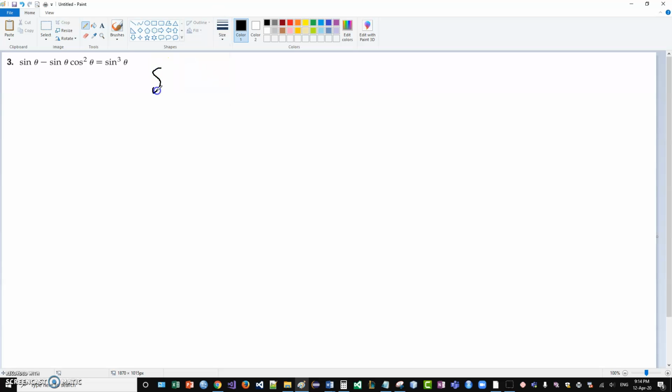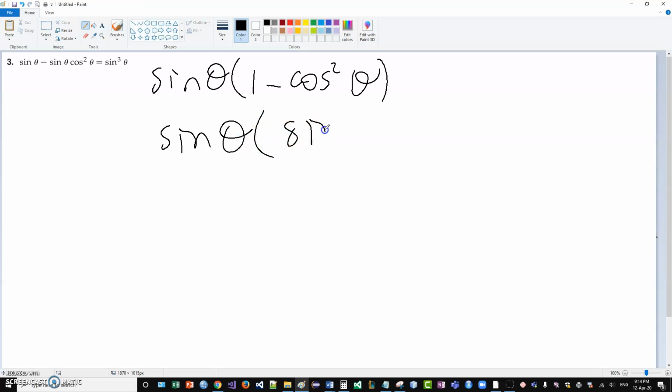Let's start by taking sine as a common factor, so sine theta times 1 minus cosine squared theta. 1 minus cosine squared theta is sine squared theta. So sine times sine squared is sine cubed theta, which is what we have here. So this was a very straightforward exercise. Pause the video at any time to redo this yourself or see how it was done.